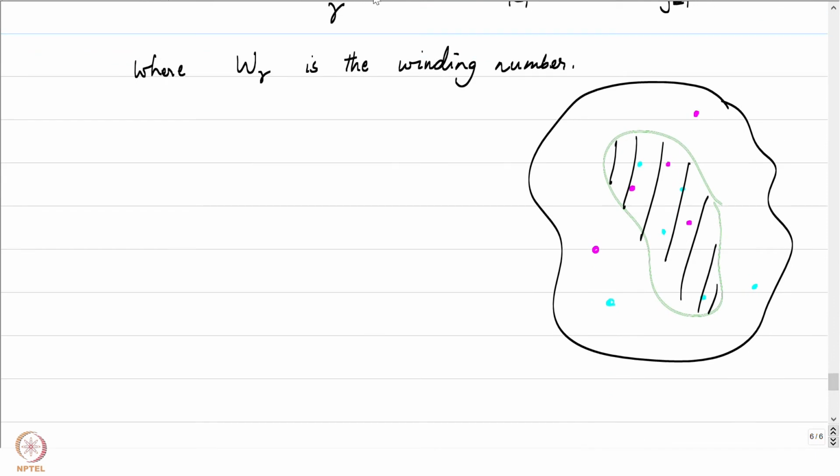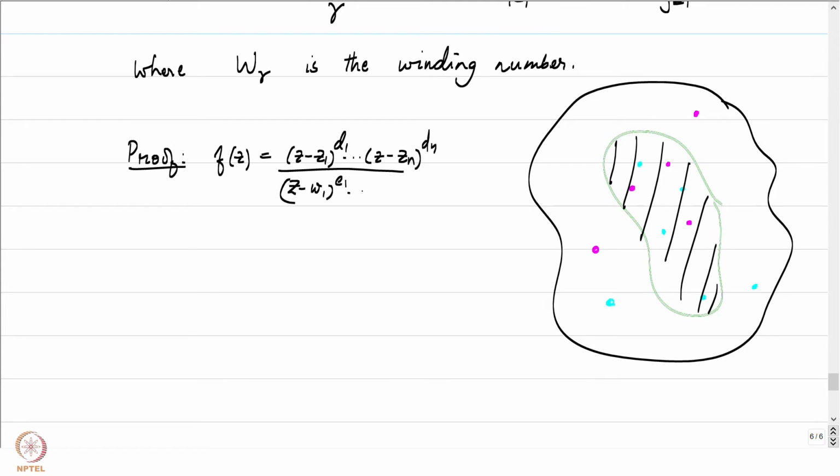Let us give a proof of this. The proof is quite straightforward. There is nothing much to do here. We have already done all the necessary work. We can write f of z to be equal to (z minus z1) to the power d1 up to (z minus zn) to the power dn, divided by (z minus w1) to the power e1 all the way up to (z minus wm) to the power em, times g of z, where g has neither zeros nor poles in omega.